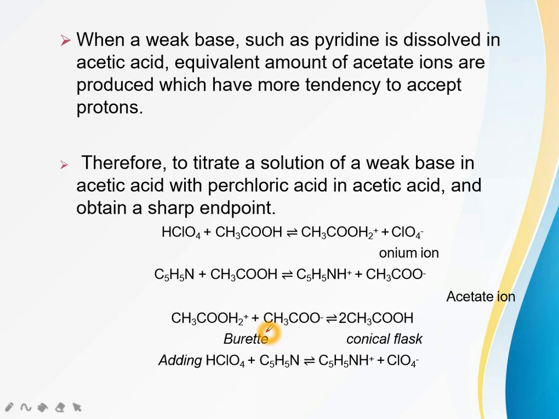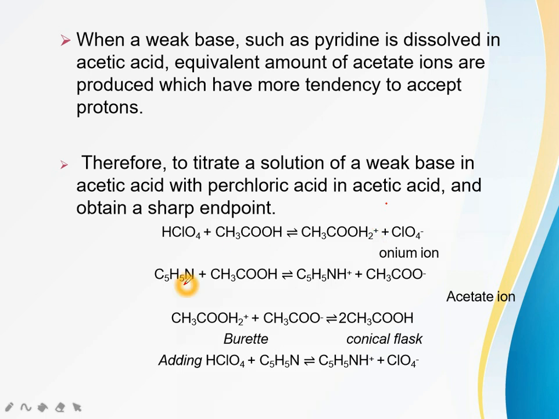First of all, we have to dissolve the pyridine, which is a weak base, in acetic acid, and this is titrated against the non-aqueous titrant, that is perchloric acid in acetic acid, to get a sharp endpoint. That is, a mixture of pyridine and acetic acid is the sample, titrated against a mixture of perchloric acid and acetic acid. Since acetic acid acts as an amphiprotic solvent, we can find out the reaction. The perchloric acid and acetic acid will react to give an onium ion. This onium ion acts as a strongly acidic solution.